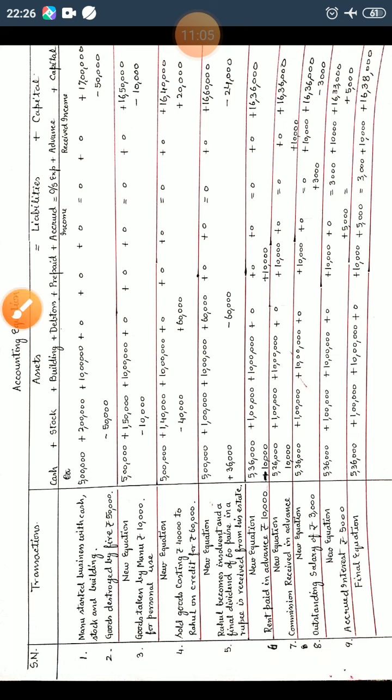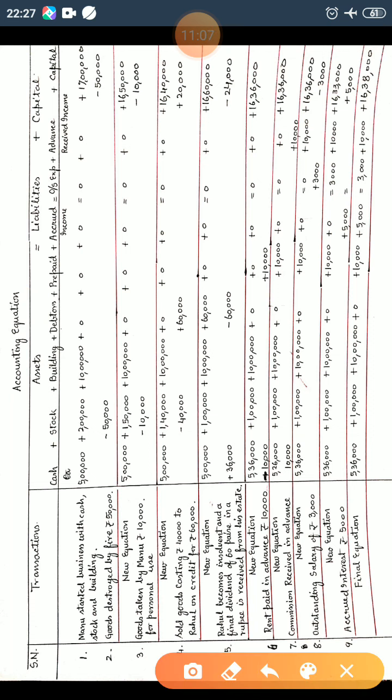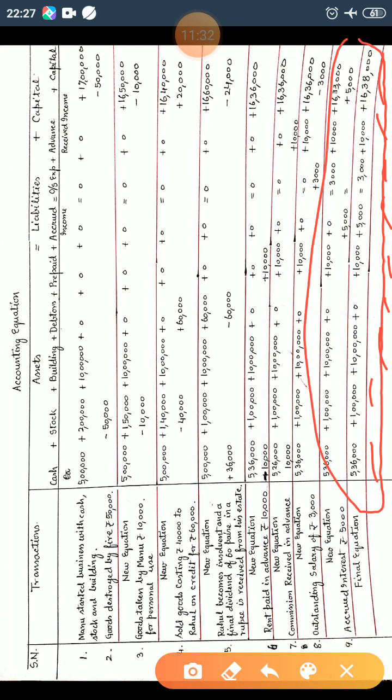Now final equation is cash 5,36,000, stock 1 lakh, building 10 lakh, debtors 0, prepaid 10,000, accrued income 5,000, outstanding expenses 3,000, advance received income is 10,000, capital is 16,38,000. On the basis of this final equation, we will prepare the balance sheet.